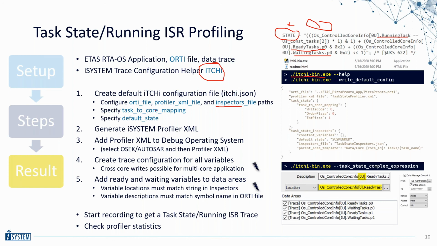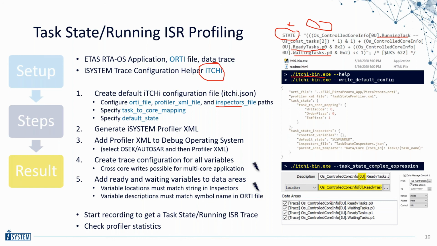You need to specify the task to core mapping, and we need to specify a default state, and it's kind of shown here on the right side. So this is how our configuration will look at the end. Then we will generate a profiler XML file, and I should have said generate profiler XML and inspectors by running this command here with iTCHi. Then we will add this profiler XML to WinIDEA. We will create the trace configuration, and we will have to do that manually because it's so many variables. WinIDEA will no longer be able to figure out by itself what it has to record and what not, so we have to do it manually. And then finally, we also have to add these variables to the data area.